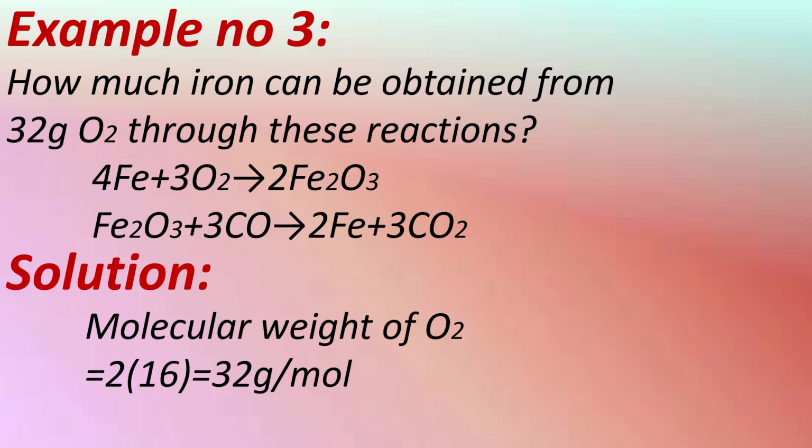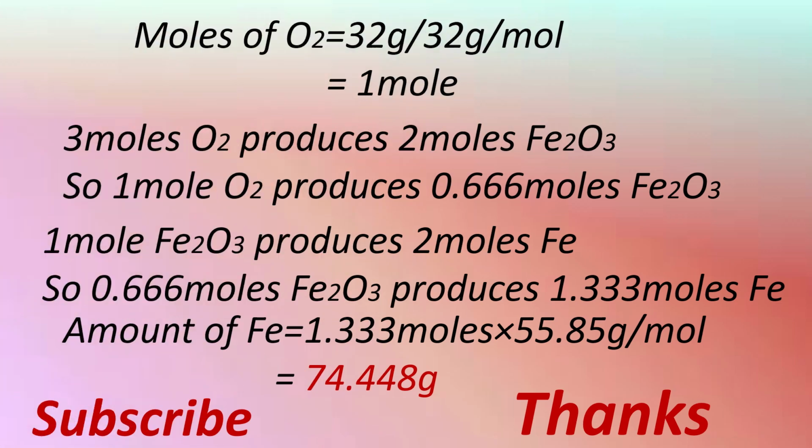Solution. First we will calculate the molecular weight of oxygen, which is equal to 2, the number of oxygen atoms, times 16, the atomic weight of oxygen. The molecular weight of oxygen is 32 grams per mole. Moles of oxygen is equal to the amount 32 grams divided by the molecular weight of oxygen, 32 grams per mole. The answer comes: moles of oxygen is equal to 1 mole.